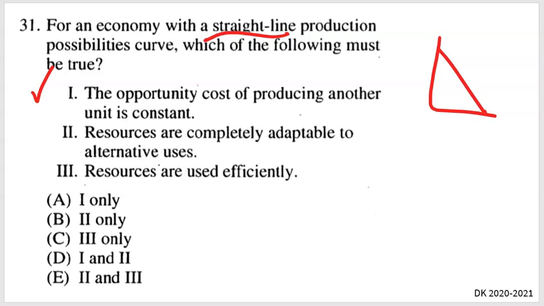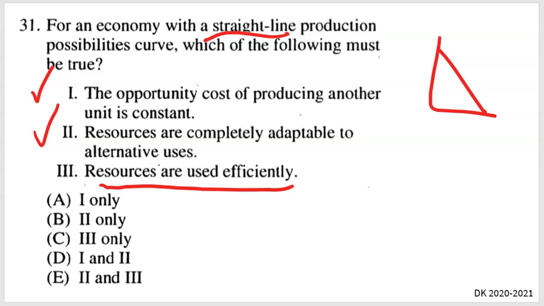Number 2, resources are completely adaptable to alternative uses. In other words, you can use resources for producing good A to produce good B, which is also true for constant opportunity cost. Resources are used efficiently. Well, yet again, technically, that is true. But the way this question is worded is saying only for an economy with a straight line are resources used efficiently. So what this question is essentially saying for part 3 is that this is only true for a straight line production possibilities curve, which is not true, right?